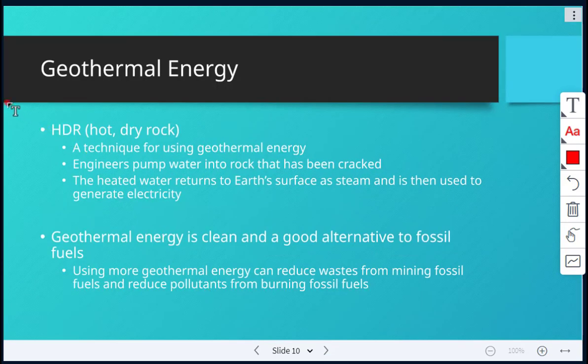So HDR, that's hot dry rock. That's a technique for using geothermal energy. Engineers will pump water into rock that has been cracked, and then the heated water will return back to Earth's surface as steam, and then it gets used to generate electricity. So geothermal energy is a clean and good alternative to fossil fuels. Using more geothermal energy can reduce wastes from mining fossil fuels. It'll reduce pollutants from burning fossil fuels.